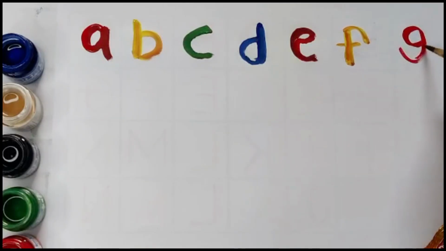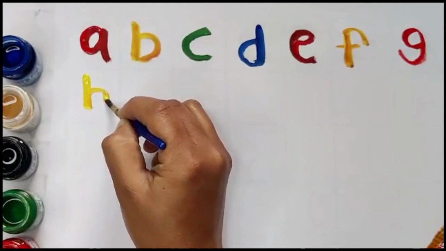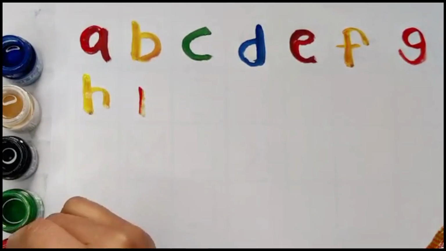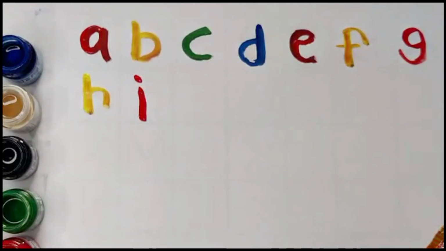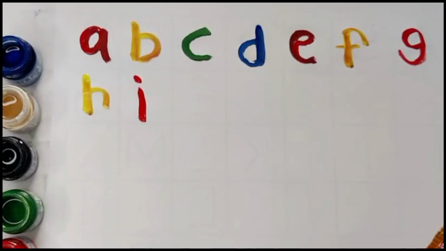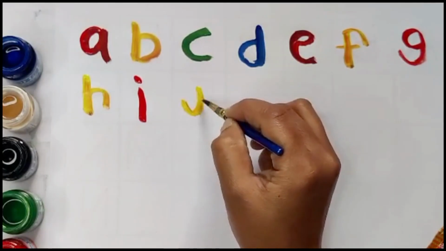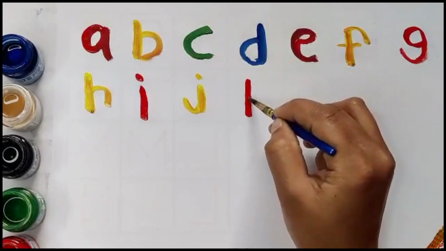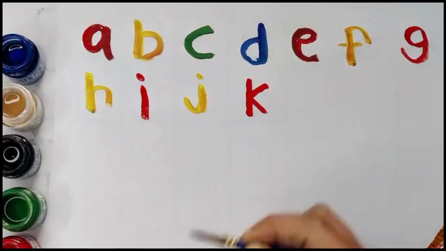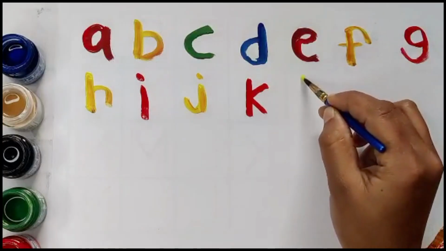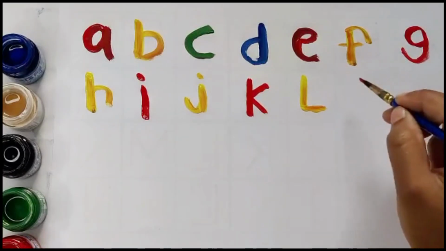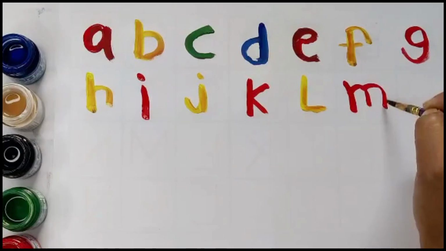G for giraffe, G. H for hat, H. I for insect, I. J for jug, J. K for kite, K. L for lion, L. M for monkey, M.